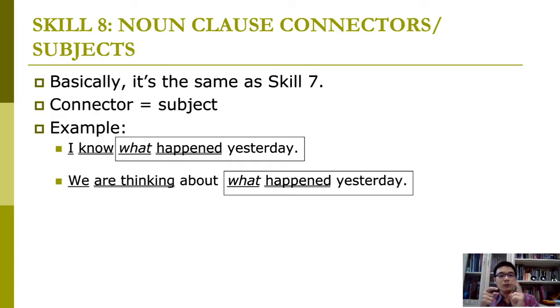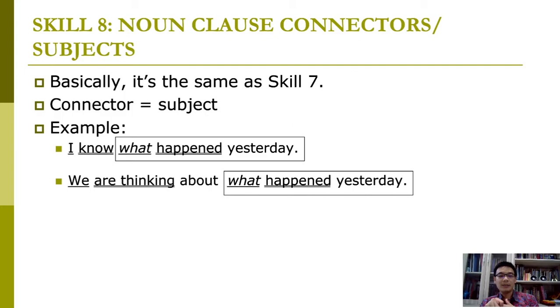Two subjects, two verbs. The first subject is I. The second subject is what. The first verb is know. The second verb is happened. What is the connector? The connector is what. So the sentence is complete. Two subjects, two verbs, one connector. But remember, here the connector is also the subject of the clause.